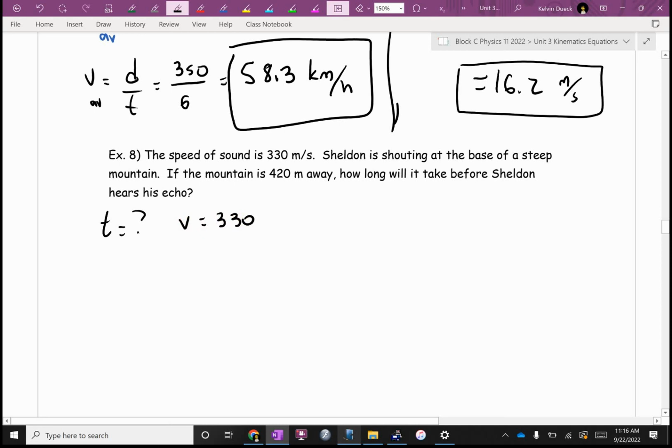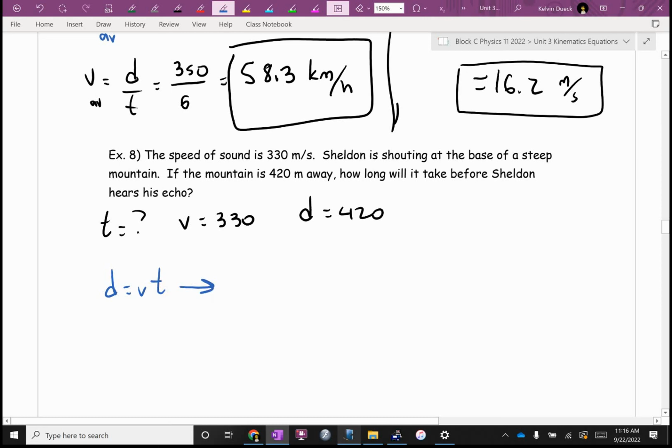What's the next number you see, Taya? 420? What are the units next to that 420? What's it a measure of? Yes. And I did a quick check. My units are nice. They're meters and they're seconds. If one of these had been kilometers, I'd have to do a conversion. Taya, I'm looking for an equation that's got a T, a V, and a D in it. There is one. It's this one. D equals VT.